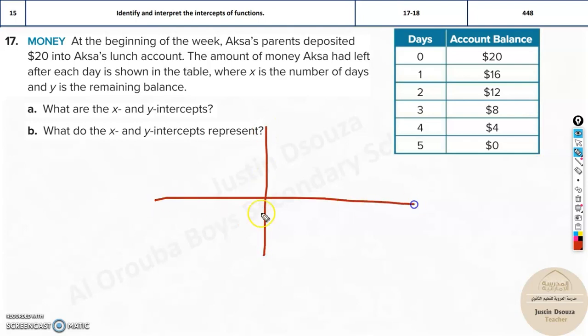First, let's draw a graph and understand. Now imagine this is reducing. You can see the money is reducing, so something like this. Now it's 0, it was 20, so the graph is something like this. Okay, it just keeps on going.